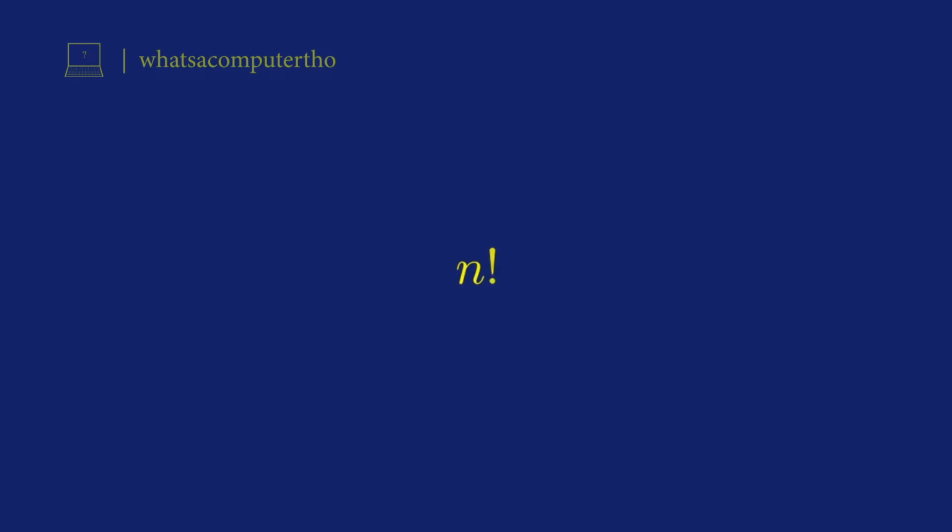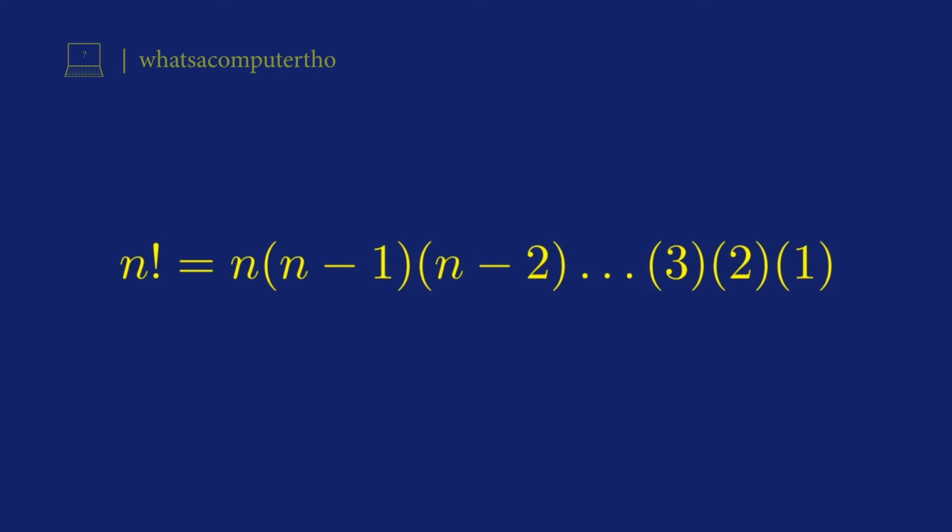The factorial function, you may have heard of it. It's the function where 1 factorial equals 1, 2 factorial equals 2 times 1, 3 factorial equals 3 times 2 times 1, and so on. In general, we say that n factorial is just the product of every integer from 1 to n.